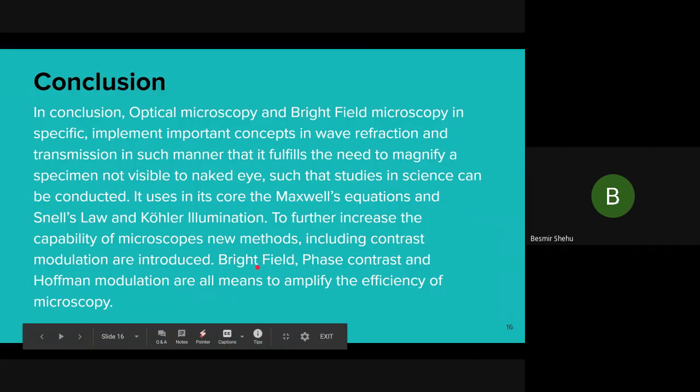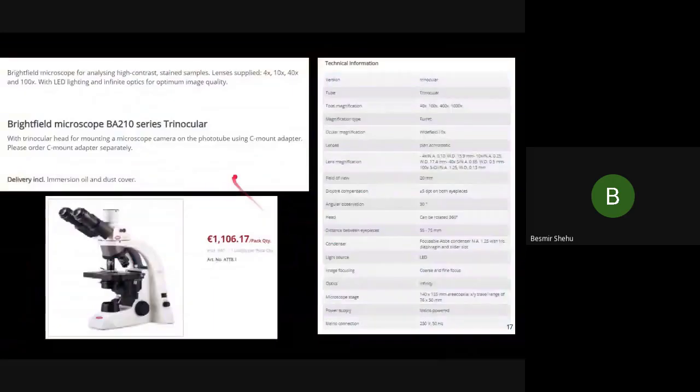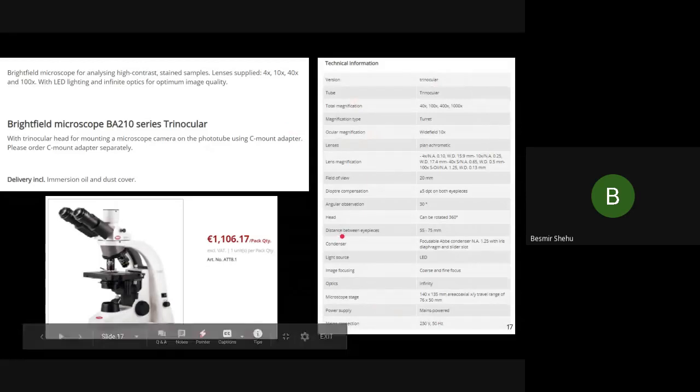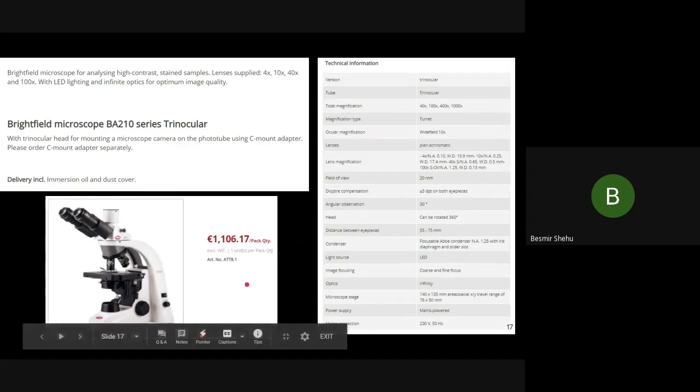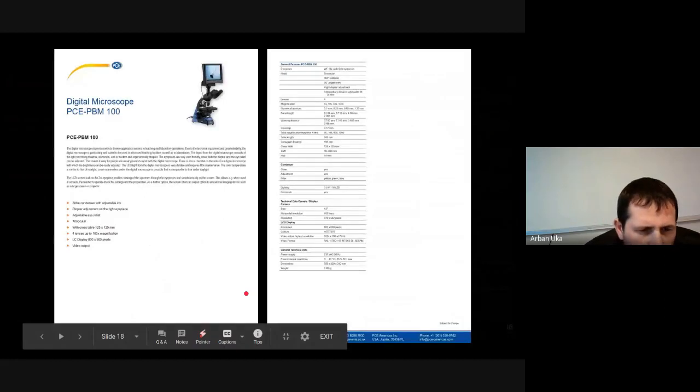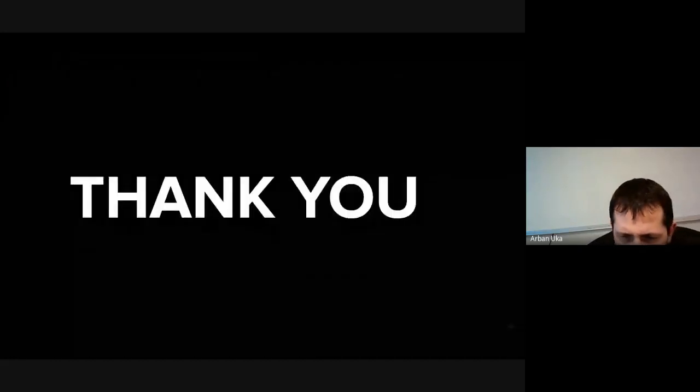In the latter slide, we show a trinocular microscope with all its specifics that are given by the company that produced it, and a price for this microscope. It depends. There were different specifics. It depends on whether you're using a binocular or trinocular one, and the range between these microscopes is 100 to 200 euros. So the binocular one could be like 200 euros cheaper. Okay. This is a digital microscope, PCE. Okay, thanks. Thank you for your presentation.